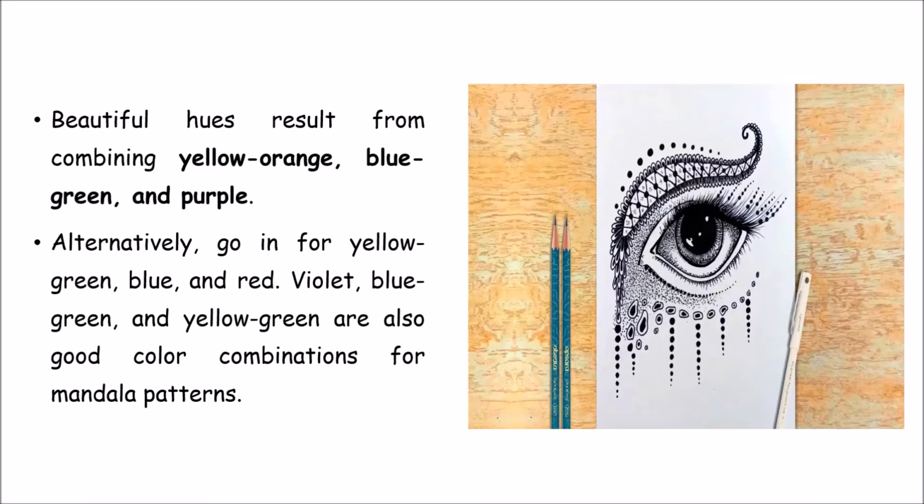So here you can see as an eye, they have just drawn the mandala art. So it can be anything. The beautiful hues which can come out are orange and yellow, blue and green, and purple. And sometimes you can also use an alternative of yellow and green, blue, red, violet, blue, green, yellow, green also. So the color combinations are again what you want to picturize and get as the end result, right?